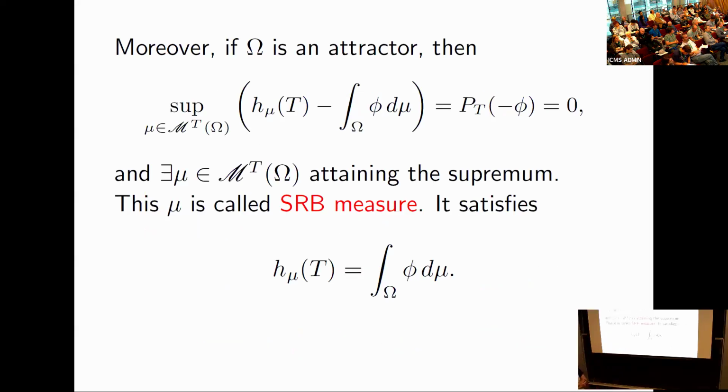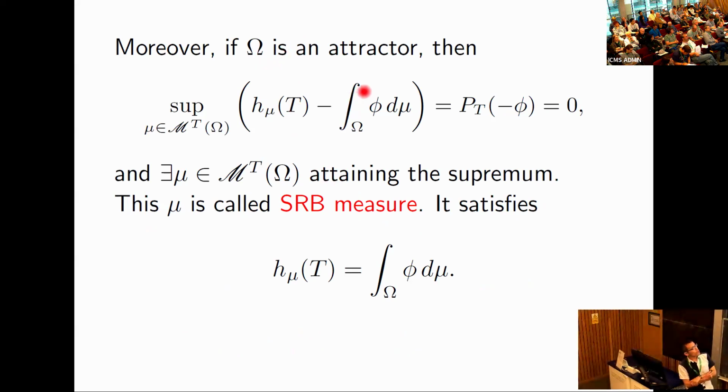And moreover, if omega is an attractor, for example, in the case of a hyperbolic toral automorphism, omega is the total space, so it's obviously an attractor. Then if omega is an attractor, this equation is equal to 0. And actually, this is a characterization of the attractor. This topological pressure is equal to 0 if and only if omega is the attractor.